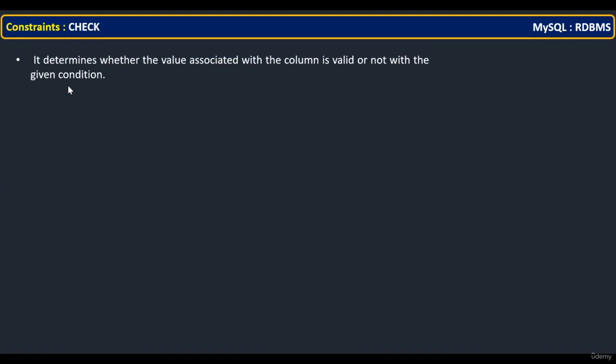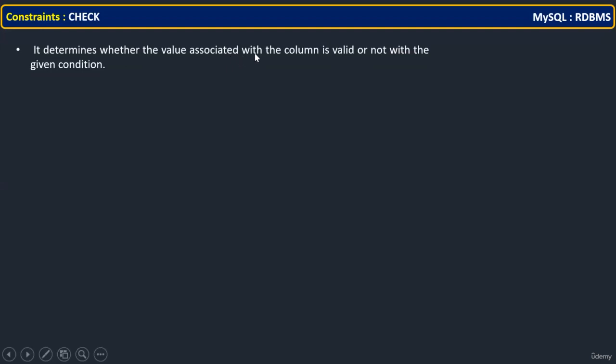So it ensures that the inserted value in the column must satisfy the given condition. Only if the condition is true will that particular value be inserted under the column where you mention the check constraint. Otherwise it is not going to insert, it is going to raise an error. That is what it does: it determines whether the value associated with the column is valid or not, with the given condition.